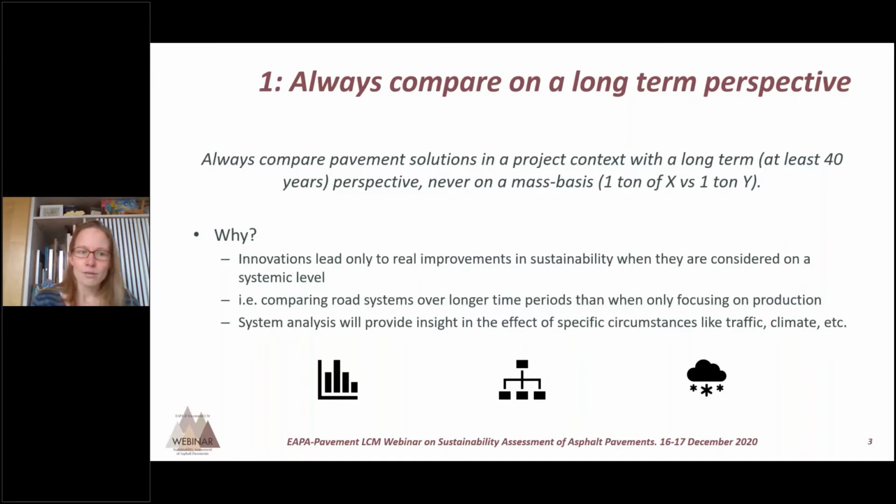For example, you can have one product which has a very low temperature in its production, but it will have a shorter lifetime than another mixture. Or a pavement component might have specific circumstances where it is working very well or very badly. For example, high intensity traffic or lots of very cool temperatures or variations in the climate. It's not just one solution which will always be the best, but if you compare on a longer term perspective, you will get insight in what's better or what works and what doesn't. So please never compare 1 ton to 1 ton.